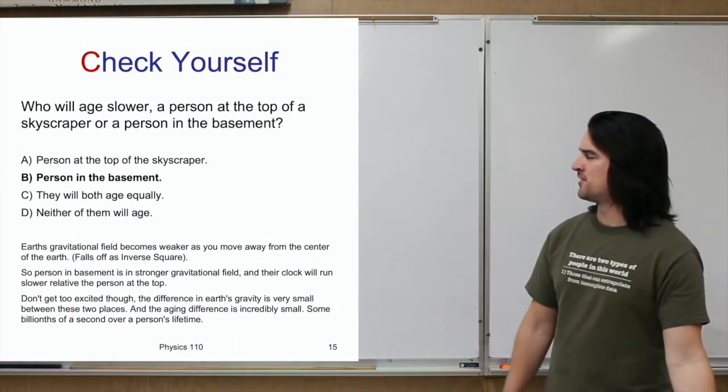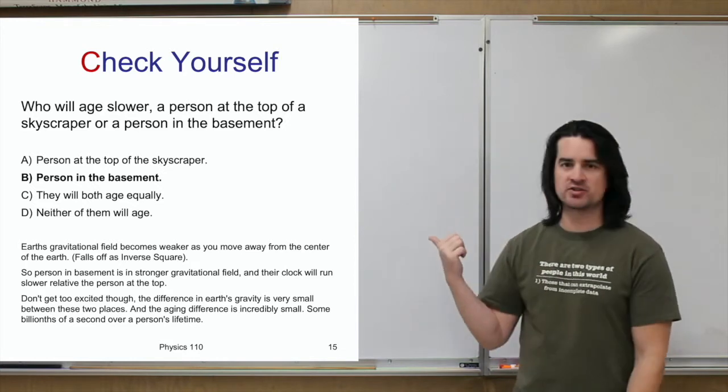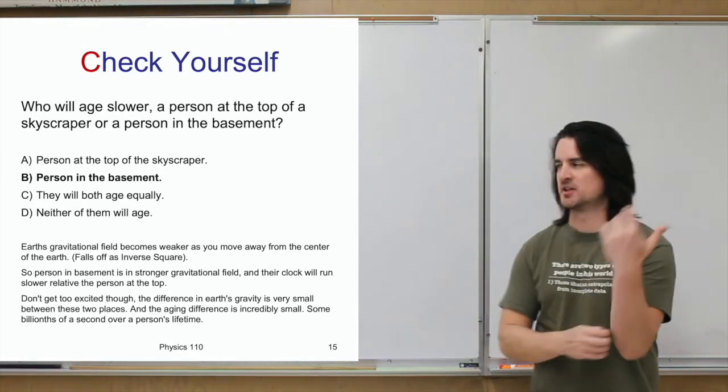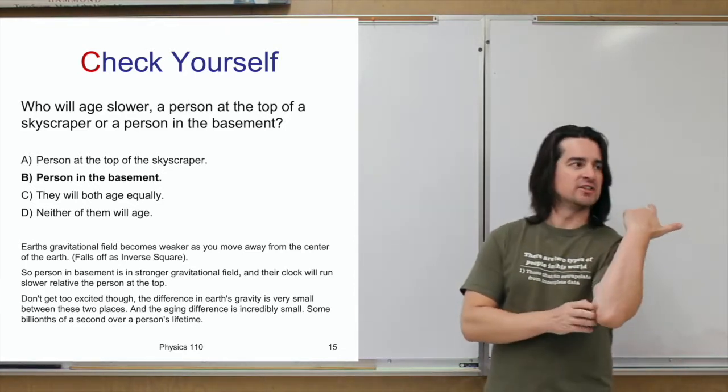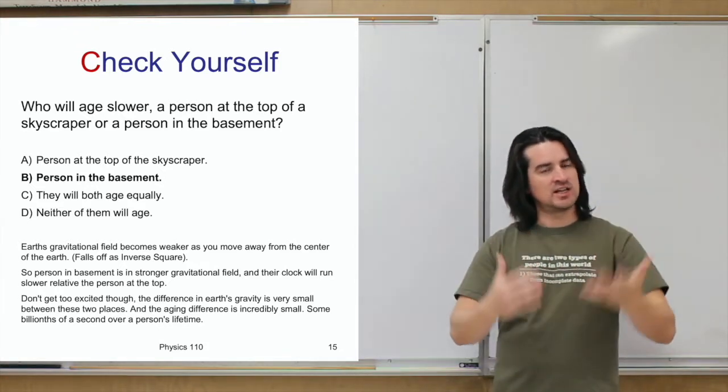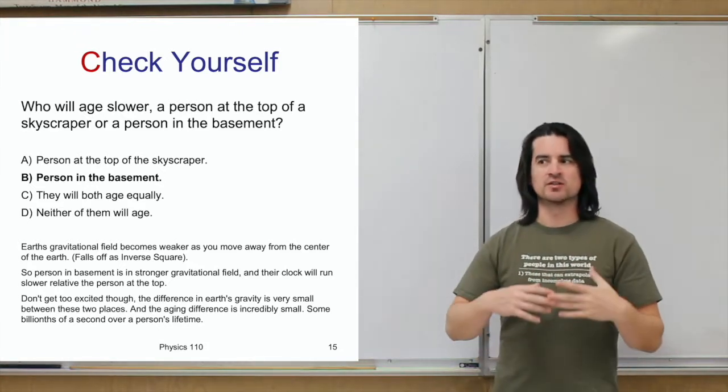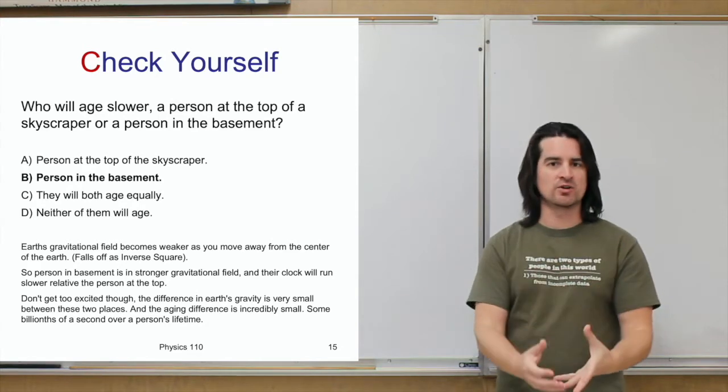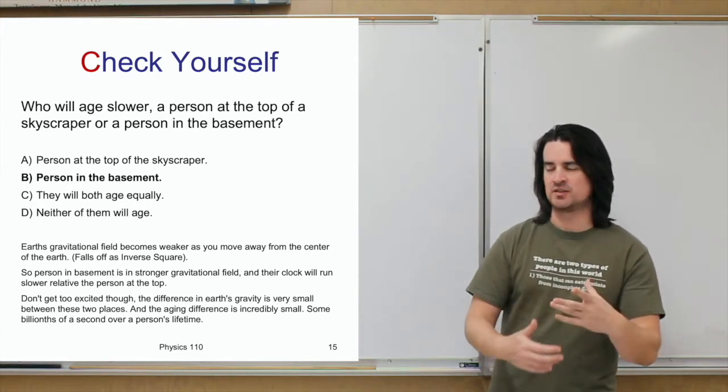All right. So hopefully you said the person in the basement is actually going to age slower. Why is that? Well, like I just told you, time is going to go slower in a stronger gravitational field.